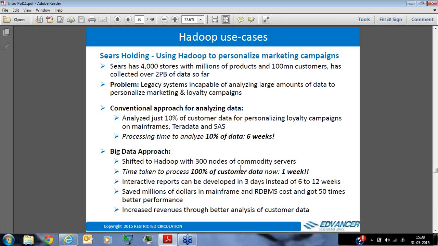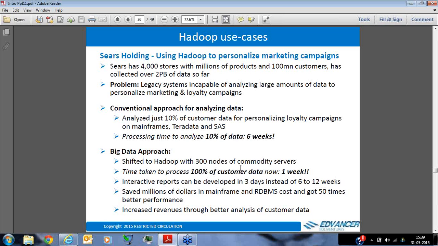So in their conventional approach, they were using mainframes, they were using Teradata, they were using SAS. And the processing time to analyze just 10% of the data they had was actually 6 weeks. They used to take 6 weeks to just analyze 10% of the data they had. They got fed up. They said, we are shifting to Hadoop. They put up 300 nodes of such commodity servers. They replaced their mainframes. By replacing mainframes, they were able to save millions of dollars.